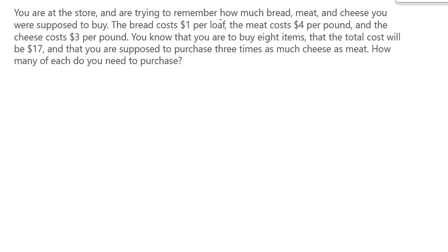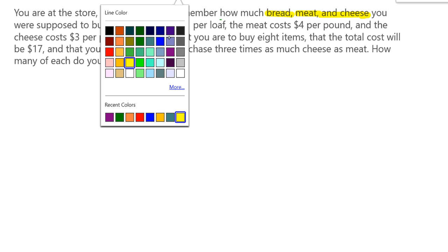Last problem. I'm going to use a highlighter as I go through this one. So you're at a store, you're trying to remember how much bread, meat, and cheese you were supposed to buy. After 10, 15 bazillion of these problems, my brain went, okay, wait a minute, we're doing systems with three variables. It's naming three different things. That's probably going to be my X, Y, and Z. Okay, keep that in your brain. So I'm going to keep reading.